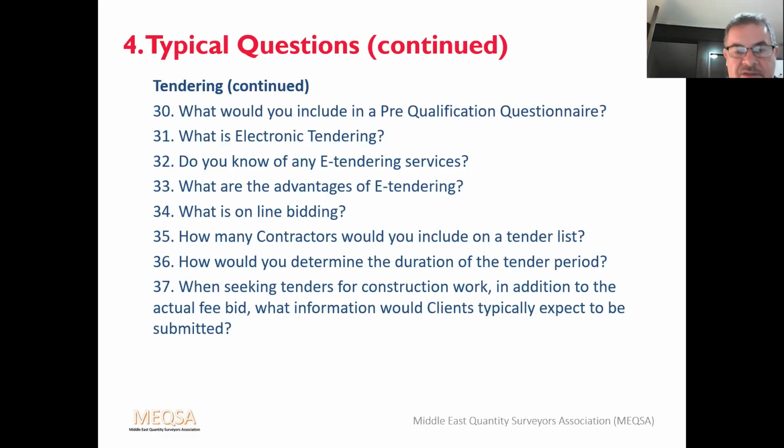So when seeking tenders for construction work in addition to that of fee bid, what information would clients typically expect to be submitted? Well, I've said it before, you want the track record of the previous experience of the contractor, the information on the proposed team, CVs or team profiles, their methodology or approach, references, and the programme.